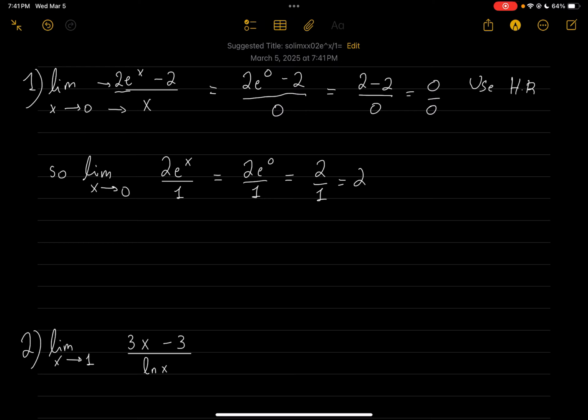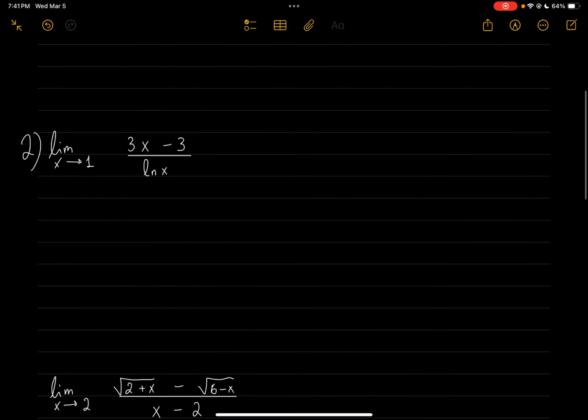Now, limit number 2. It is 3x minus 3 over ln x. Again, you have to first of all solve the limit naturally. You have to show that this is 0 over 0 or infinity over infinity. So 3 multiplied by 1, minus 3, over ln 1. Now 3 minus 3 is going to be 0, and ln 1 is going to be 0. So we use L'Hopital's rule.